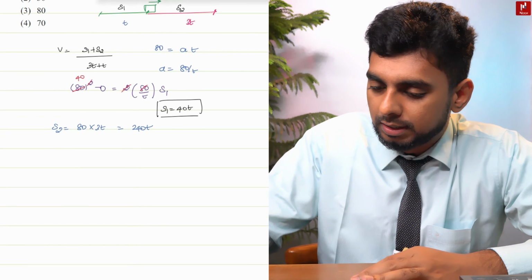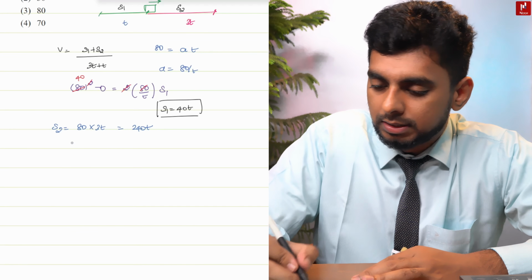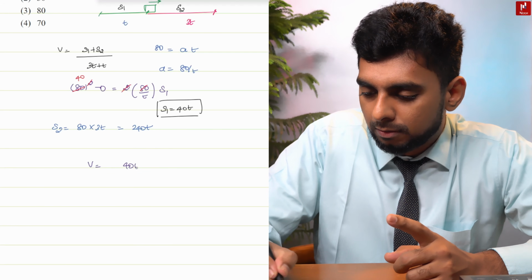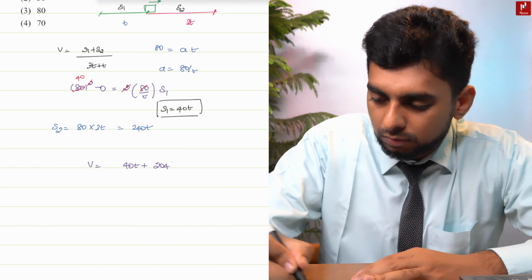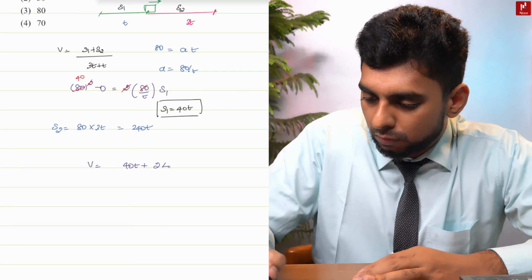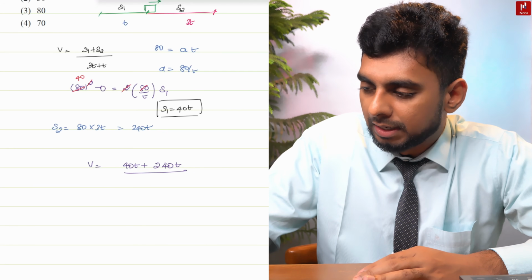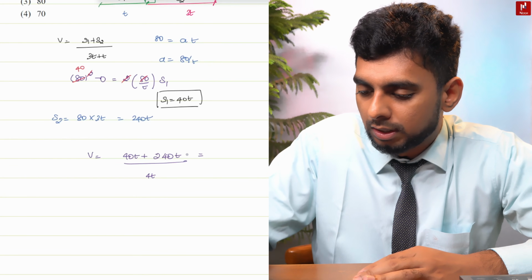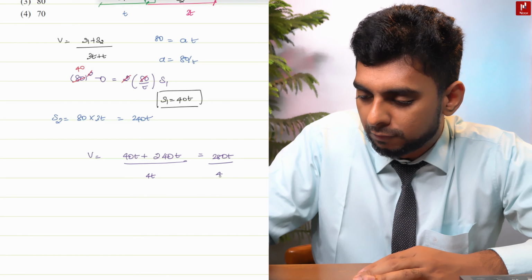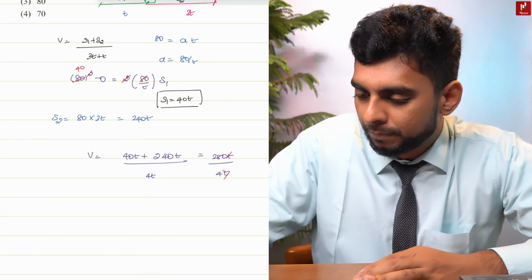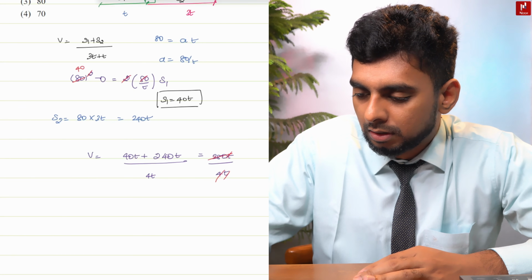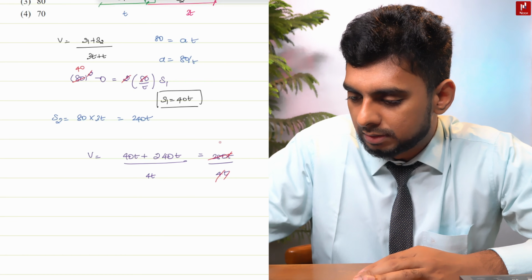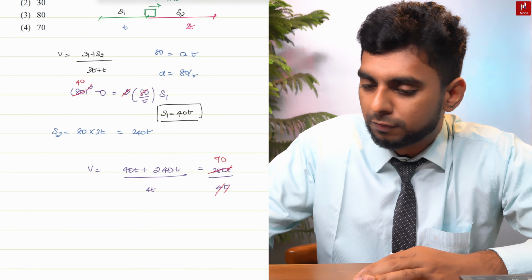Okay, now I've got S1 and S2. Then I just need to get the average velocity v. That's going to be 40t plus 240t divided by the time taken. The time taken over here is 4t, isn't it? So 40 plus 240 is going to get you 280t divided by 4t. Let me cancel it out. The t will get cancelled out. Then this should be 280 divided by 4, which is 70. So the answer over here is option 4, which is 70.